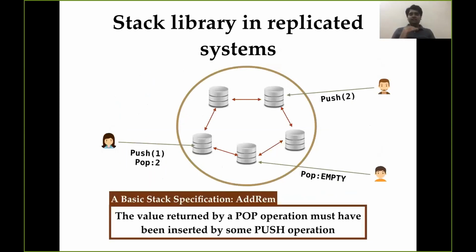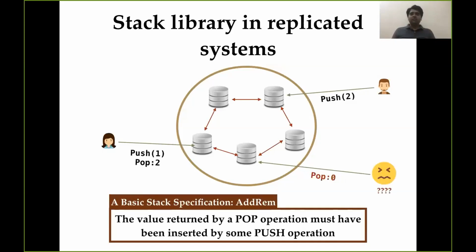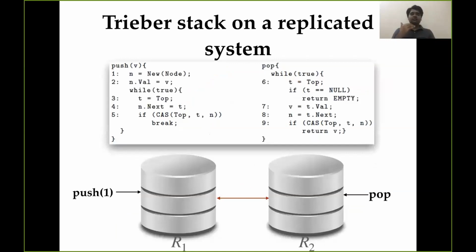Now consider a basic correctness criterion that the users of a stack library would expect, which we call addrem. This stack specification says that the value returned by a pop operation must have been inserted into the stack by some push operation. In other words, the pop must be matched to some push in the same execution. This property is definitely preserved in this execution. However, it's violated in this execution because the pop returns the value 0, while 0 is never pushed into the stack in this execution. So we'll demonstrate that the Treiber stack actually violates this addrem specification on a replicated system.